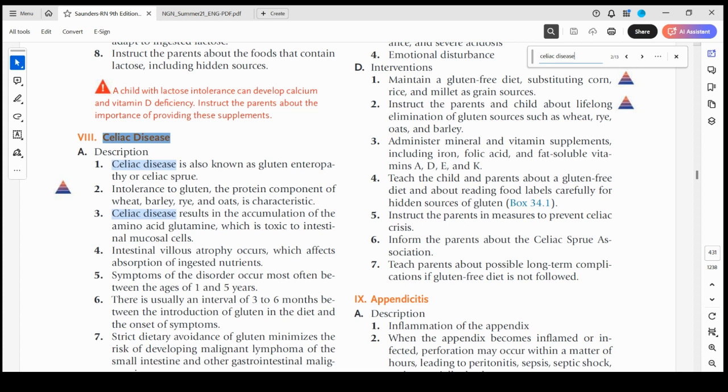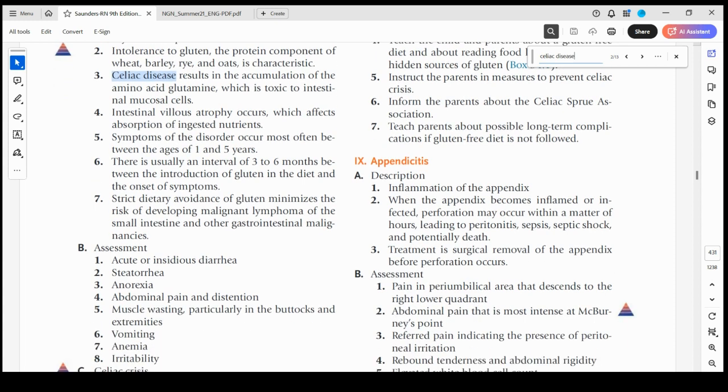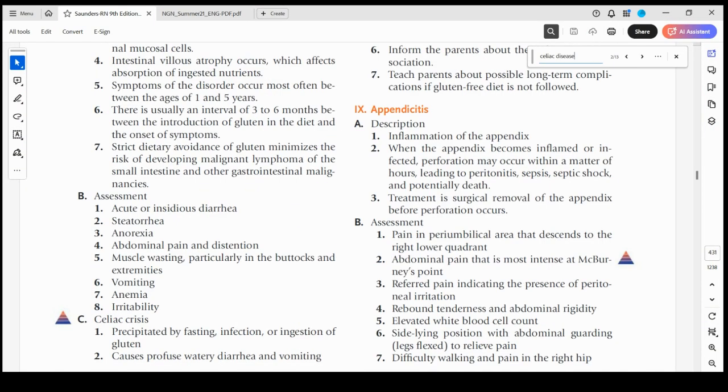Celiac disease results in the accumulation of the amino acid glutamine, which is toxic to intestinal mucosal cells. So those patients are going to have acute or insidious diarrhea, very opposite of what this child is experiencing. He's experiencing some constipation. Steatorrhea is usually like fatty stools. They're anorexic, with abdominal pain and distension.